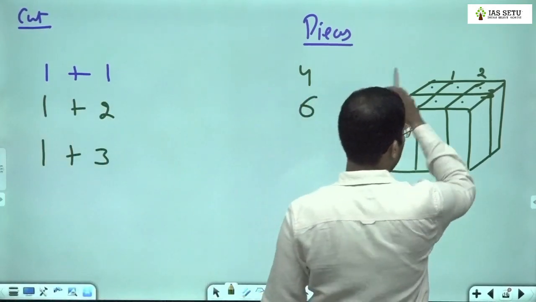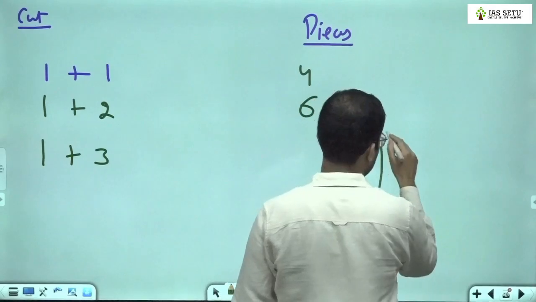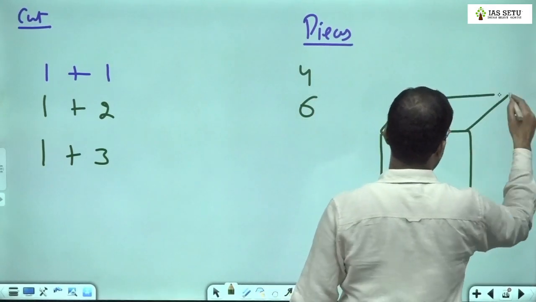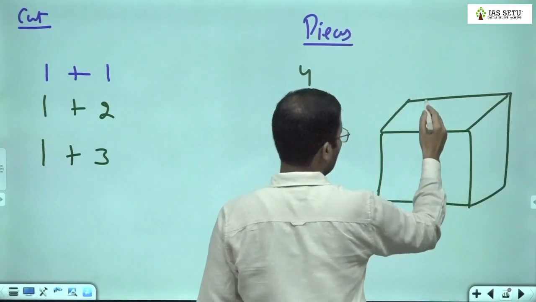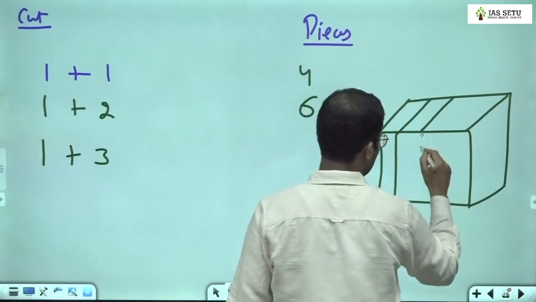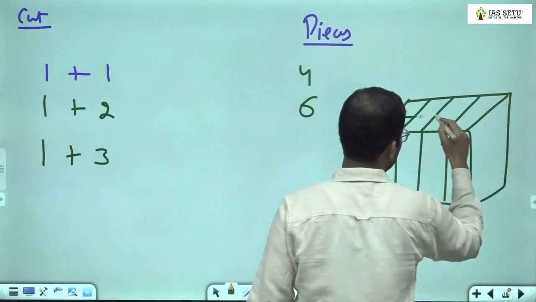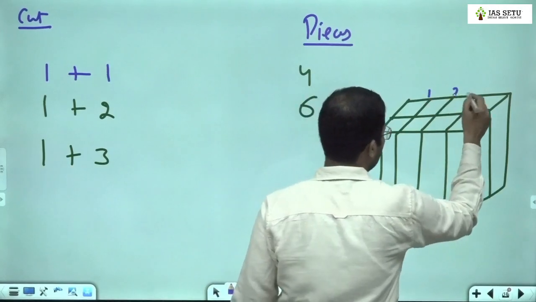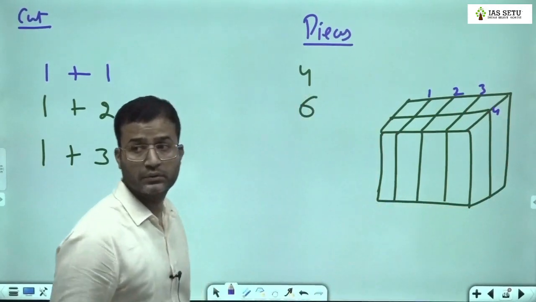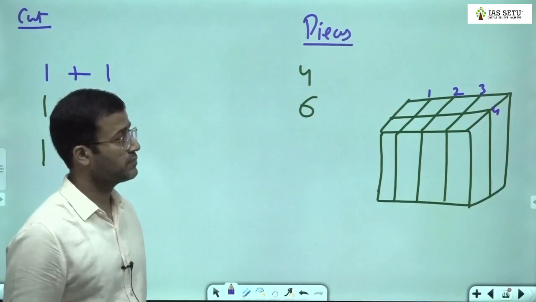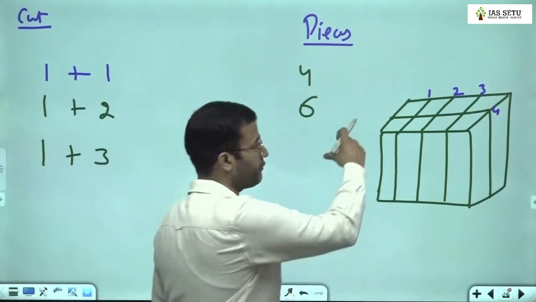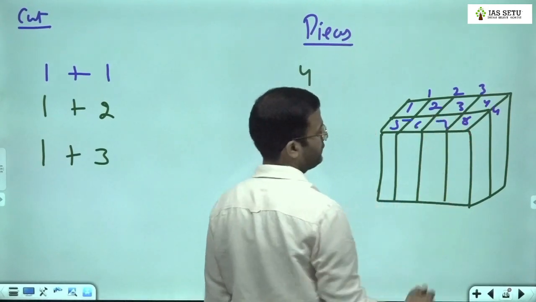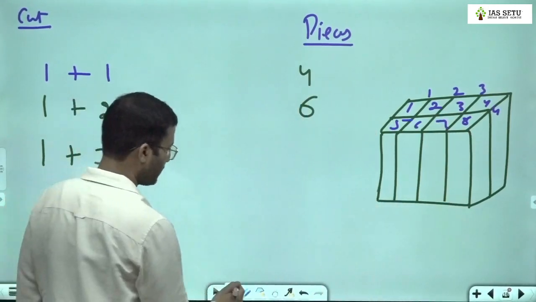Then what I will do, I will make cut 1 plus 3. This is cut number 1, cut number 2, cut number 3, and this is cut number 4. This is 1 2 3 4. And can you see 2 layers, front and back? How many pieces are there? 1 2 3 4 5 6 7 8. Number of pieces are 8.